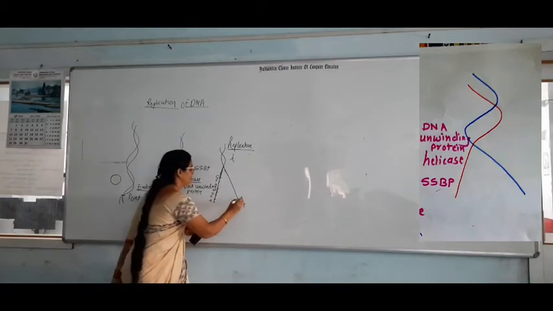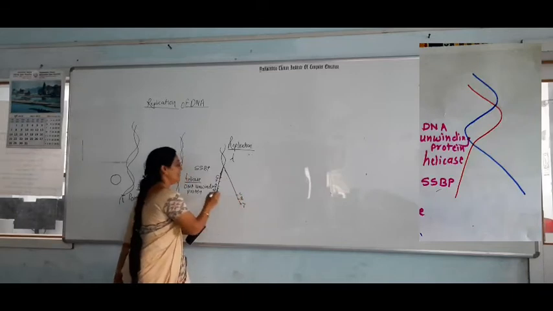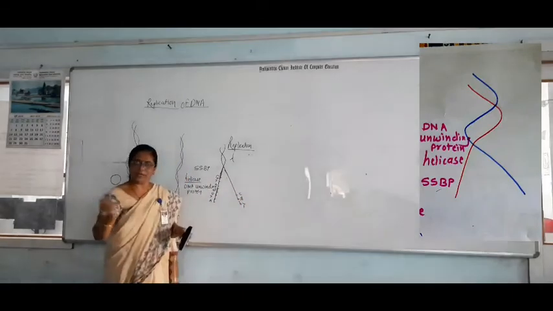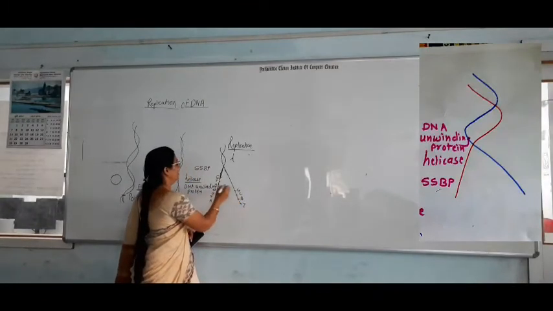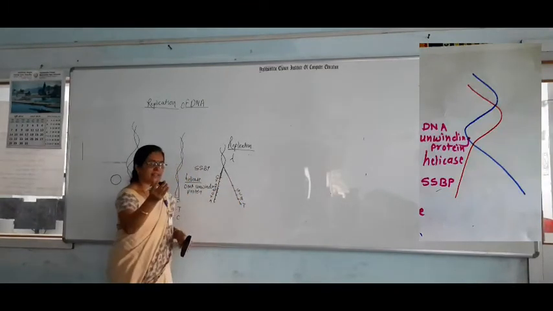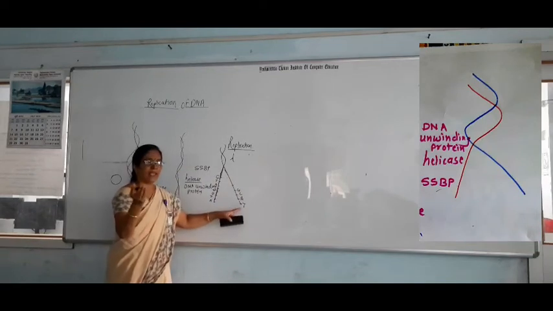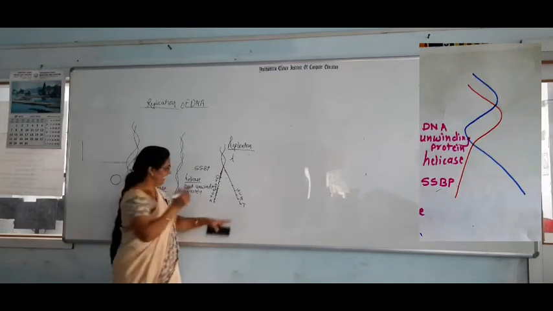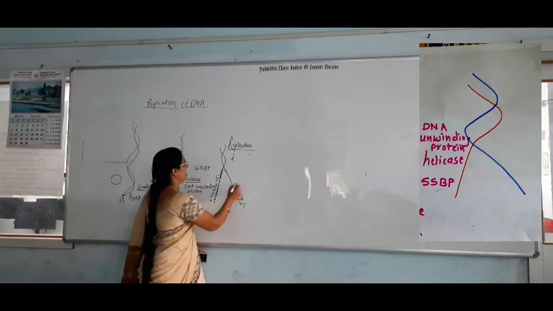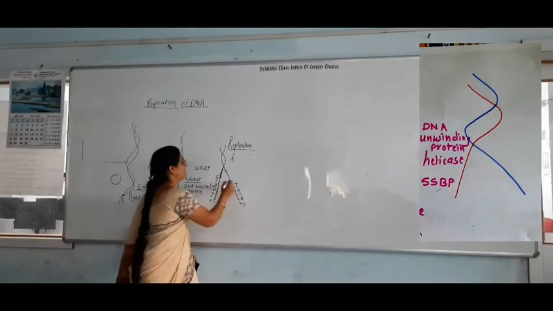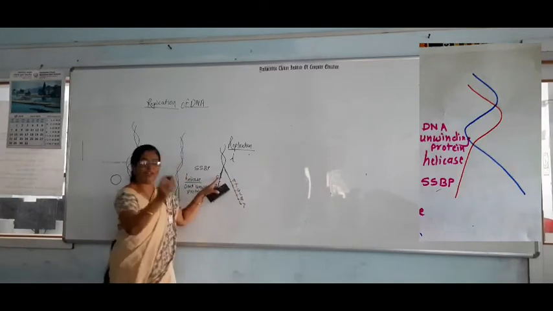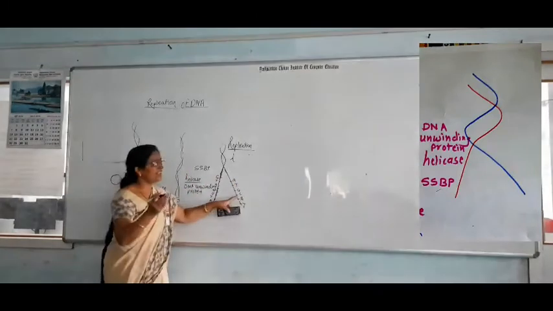G pairs with C. C again pairs with G. Then again A pairs with T. Correct. T pairs with A. G pairs with C.